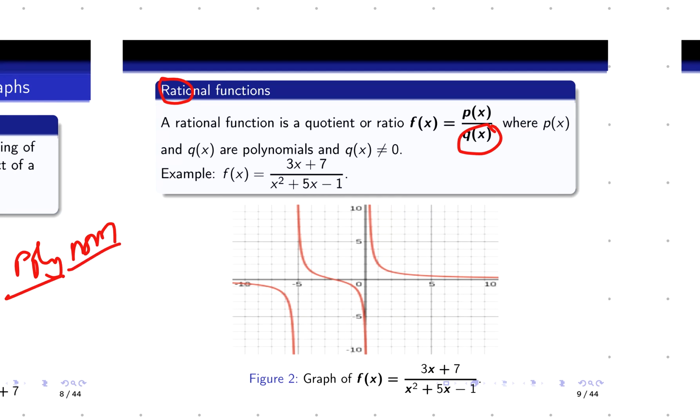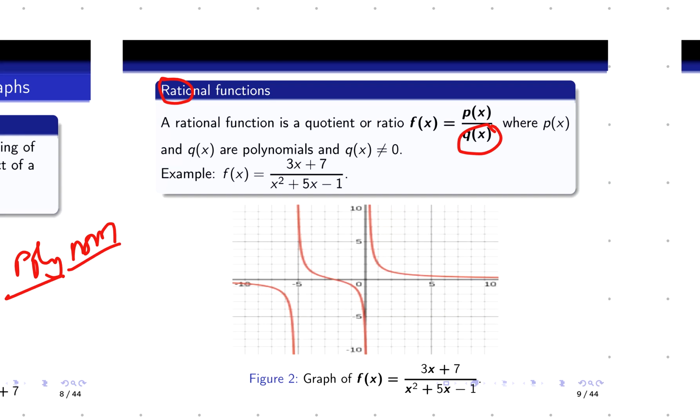So here you have f of x equals 3x plus 7 over another polynomial. This is a polynomial. This is another polynomial. Put them over each other, it becomes a rational function. So the graph of this function is what you see here. It has many curves depending on the region you're talking about, because there are jumps. You can see that there's a jump around -5, and there's a jump around 0 also. Those are what you can call, I think, asymptotes.